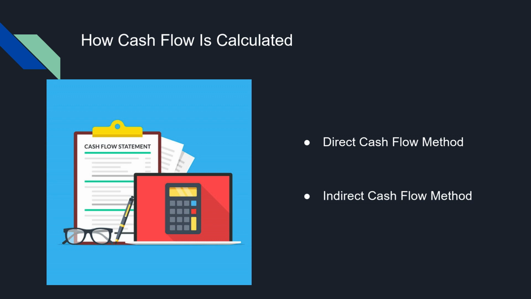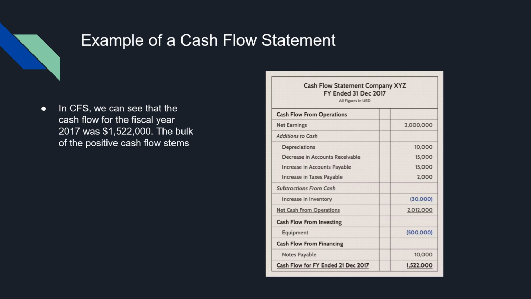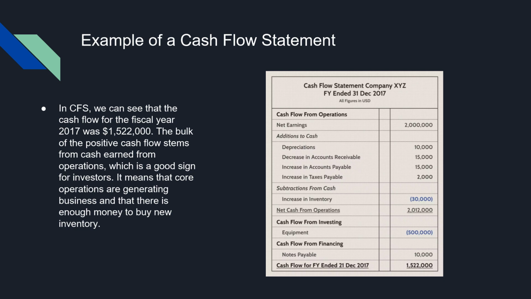So, because not all transactions involve actual cash items, many items have to be reevaluated when calculating cash flow from operations. In CFS, we can see that the cash flow for the fiscal year 2017 was $1,522,000. The bulk of the positive cash flow stems from cash earned from operations, which is a good sign for investors. It means that the core operations are generating business and that there is enough money to buy new inventory.